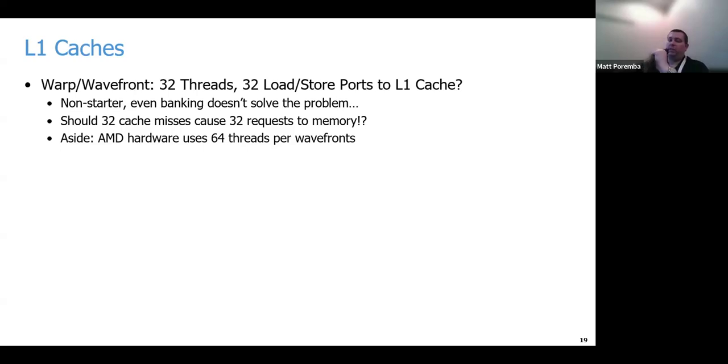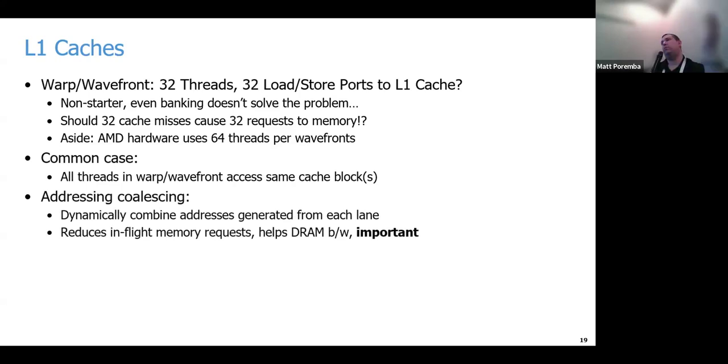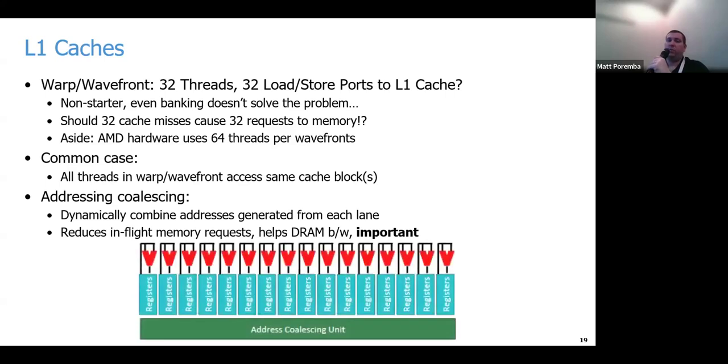But ultimately, you might wonder, if that's the case, then should I just let all 32 of them have their own cache miss and generate 32 requests to memory? And by the way, in AMD hardware, it's actually worse because it's 64 threads instead of 32. But again, as long as the common case is that we're accessing elements that are located nearby to one another, we're going to take advantage of address coalescing to avoid generating all these different requests. So this is why it's really important. It reduces the number of in-flight memory requests, it helps DRAM bandwidth, and in general makes the performance better.